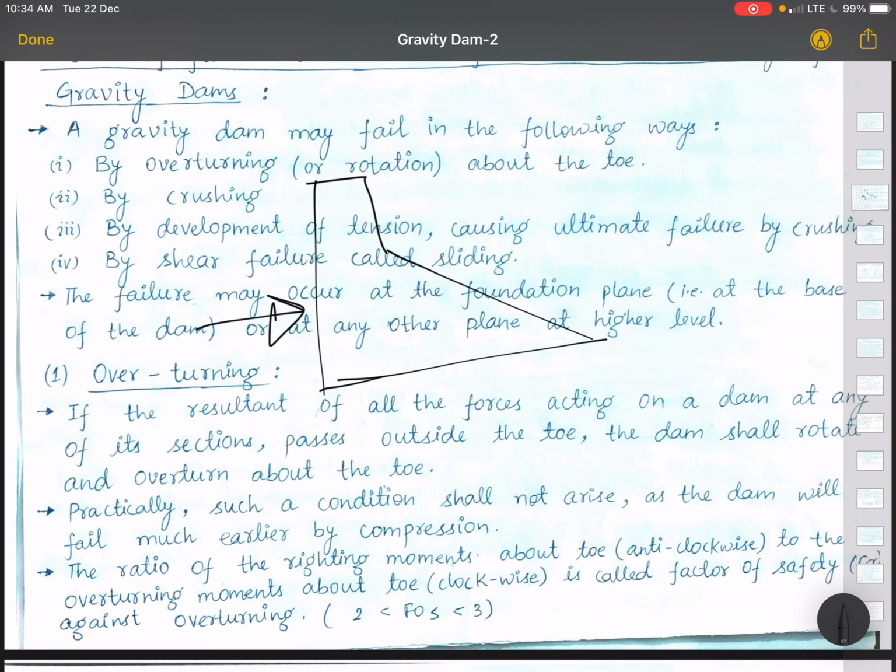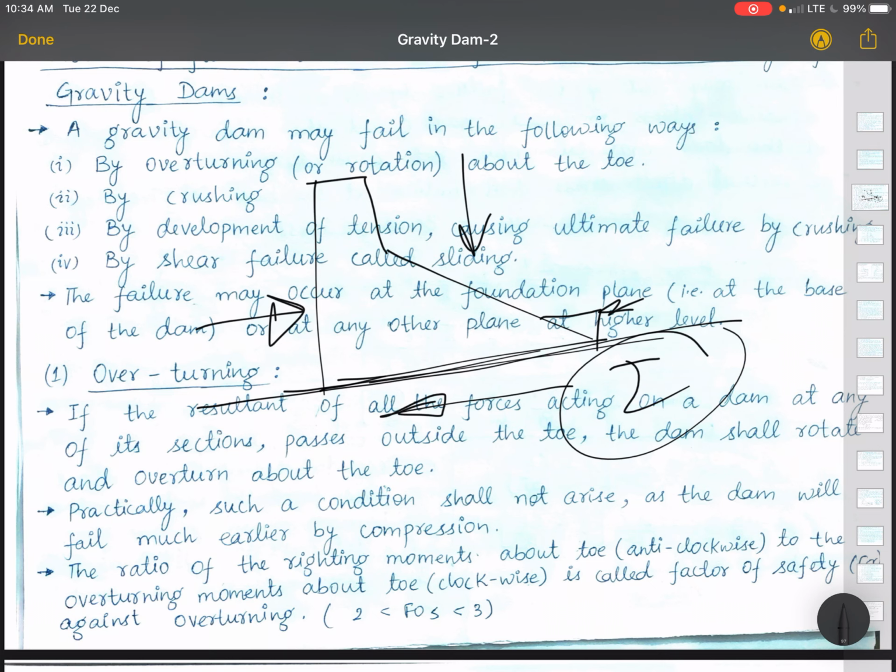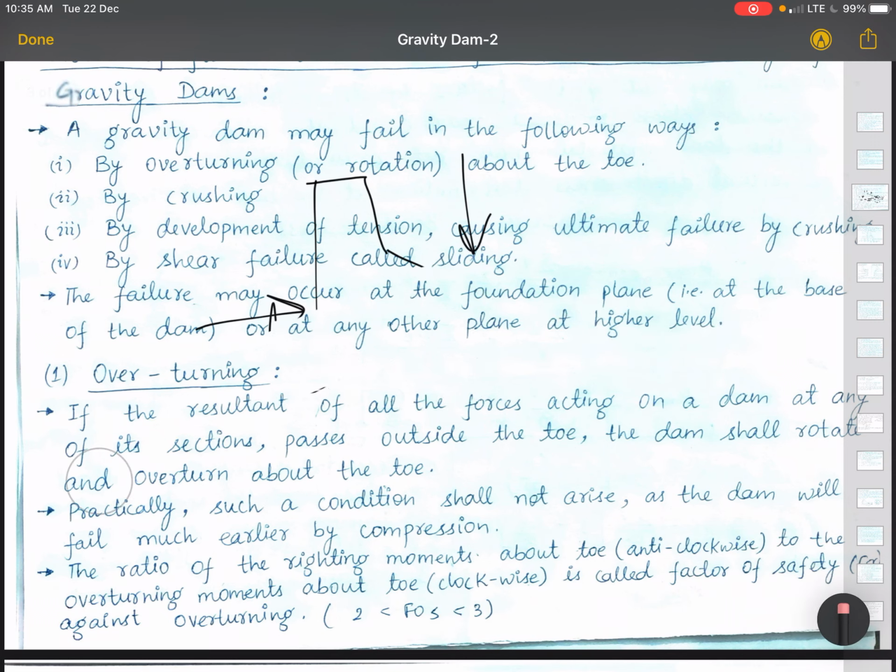So this is the horizontal force, this is the vertical force. Shear stress will generate in this direction. If this is greater than the allowable limit, then the dam will slide, and you don't want to see a dam slide because it is not safe.